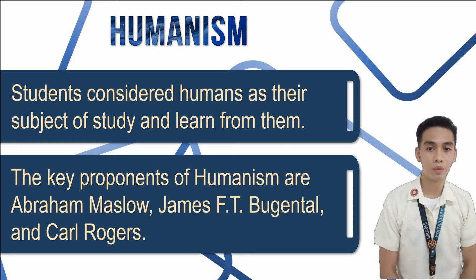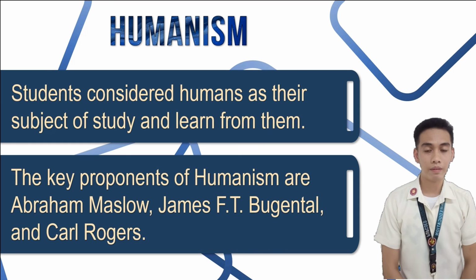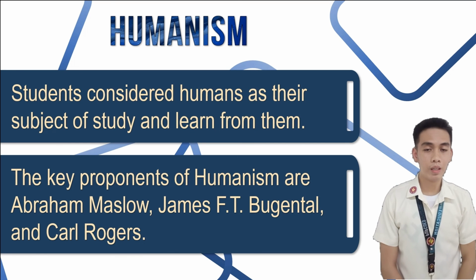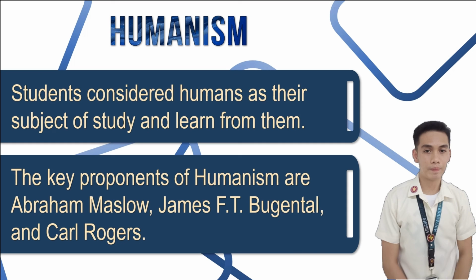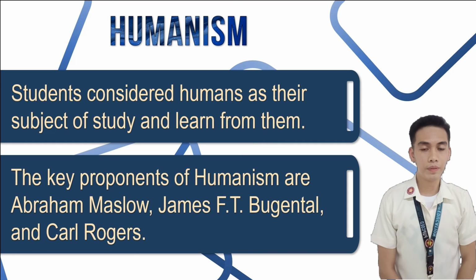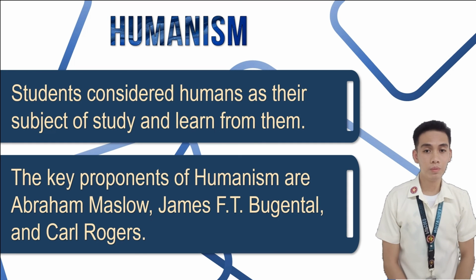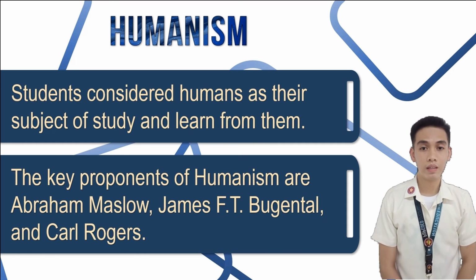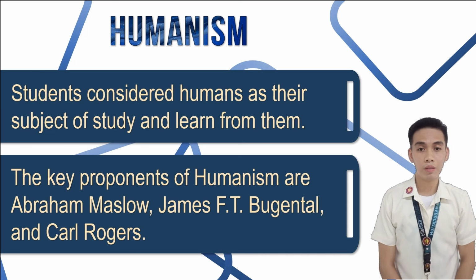Okay, so when we say different walks of life, it simply means that those people have many experiences that can help you to learn something. Okay, now who are the key proponents of humanism? So the first one is Abraham Maslow, and the second one is James Frederick Taylor Bugental. Then the last one is Carl Rogers. So those are the key proponents of humanism.